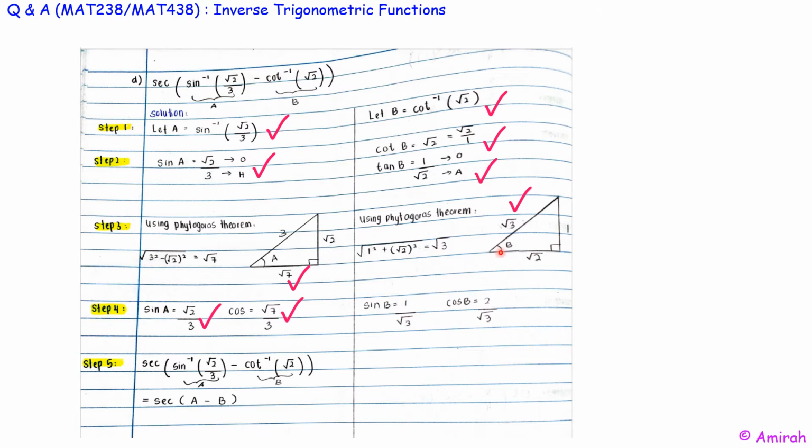From angle B here, we have sin B. Sin B equals opposite over hypotenuse, so 1 over root 3. And cos B equals adjacent over hypotenuse, root 2 over root 3. Then back to the given question, we replace inverse sine root 2 over 3 with A, and then minus, we replace inverse cot root 2 with B. This one still has the sec.